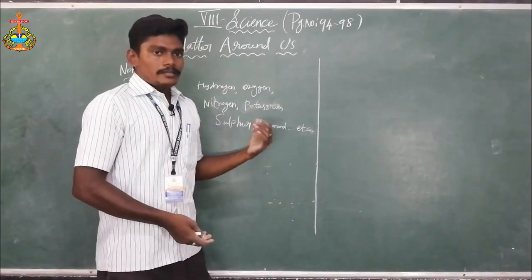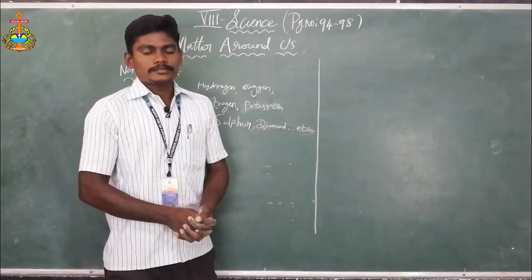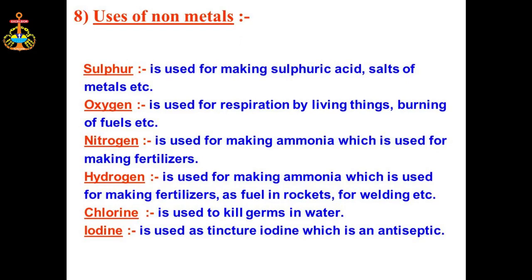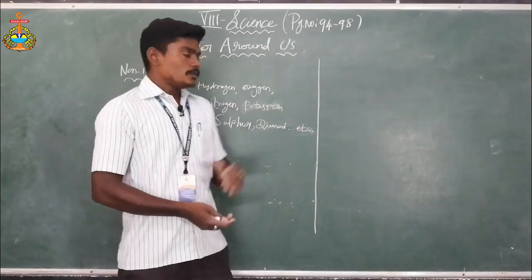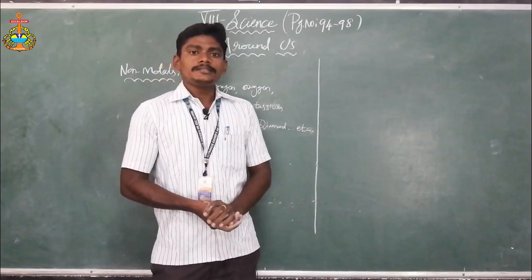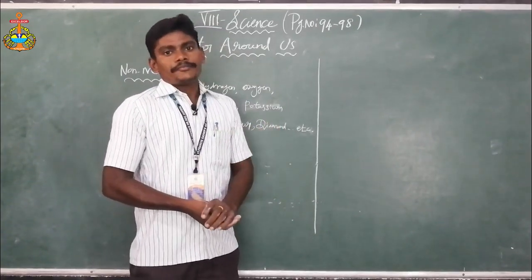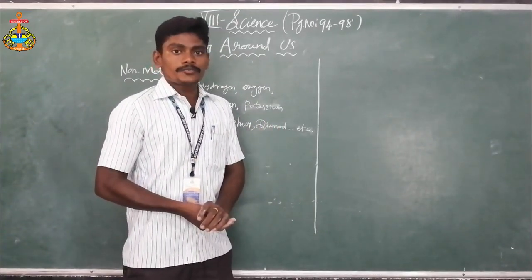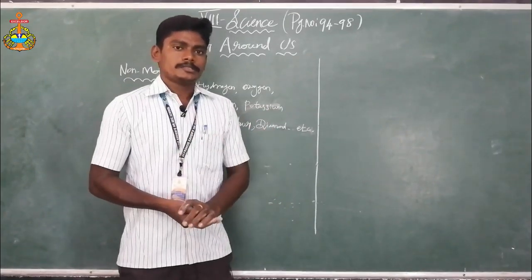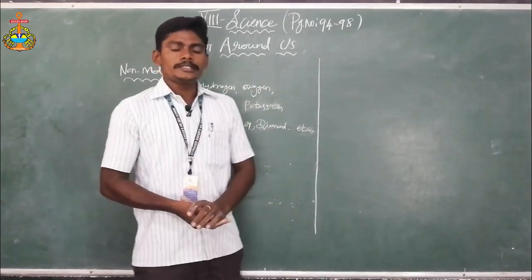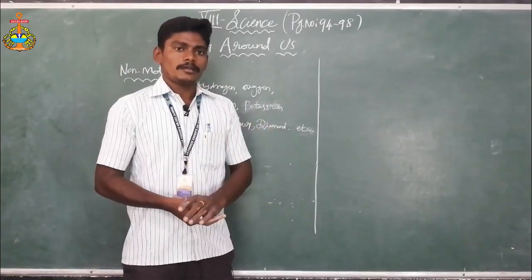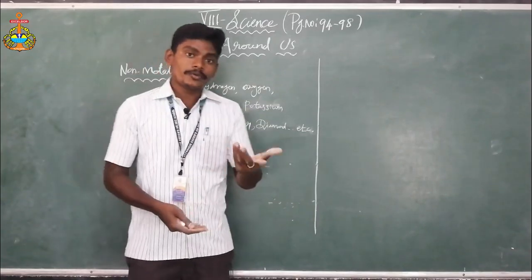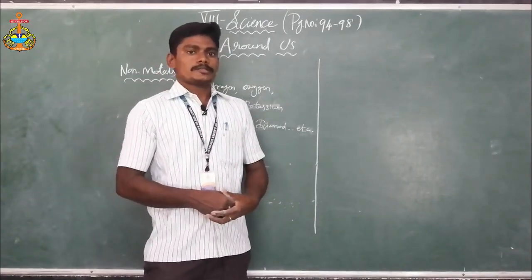Now the uses of non-metals. Diamond is one of the non-metals and is used for making jewelry items, and also for cutting and grinding equipment. Then hydrogen: hydrogen is used as rocket fuel, and the hydrogen flame is used for cutting and welding purposes. Sulfur is used in the manufacturing of gunpowder and also in the vulcanization of rubber.